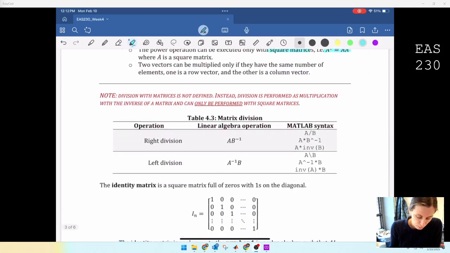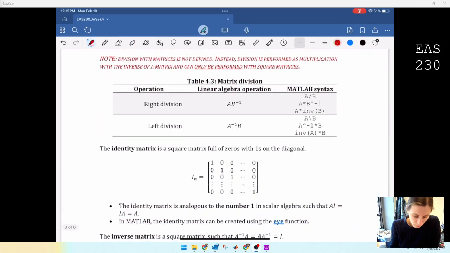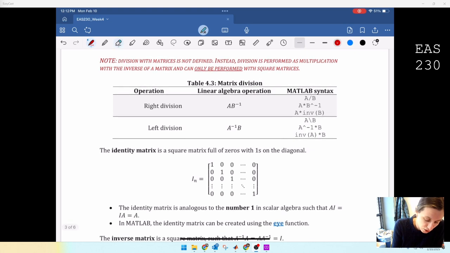Okay, that's multiplication. Division. Division turns out with matrices is not defined. Instead, division is also matrix multiplication. It's also multiplication, where we calculate the inverse of a matrix. And it turns out this can only be performed with square matrices.